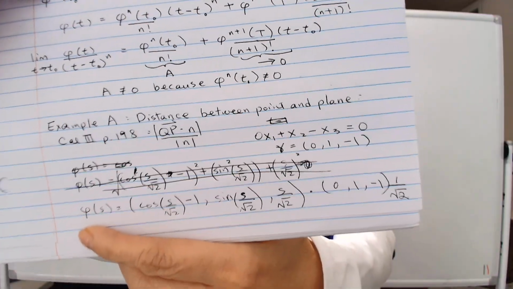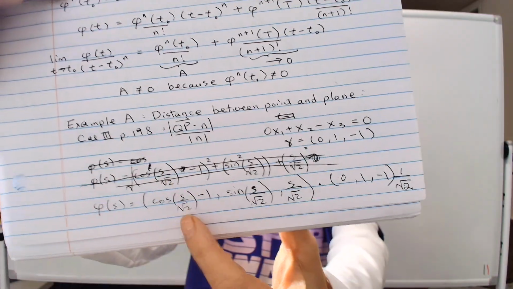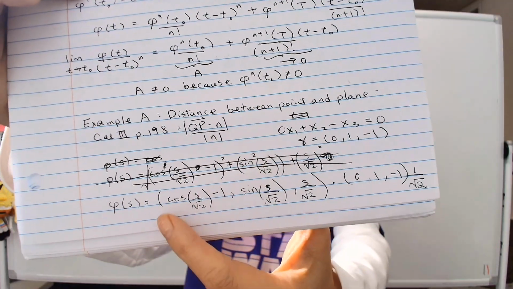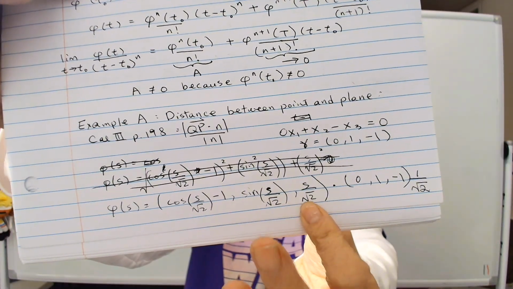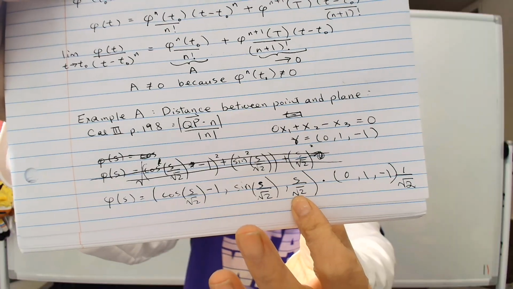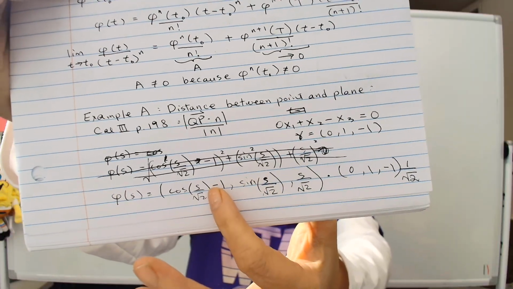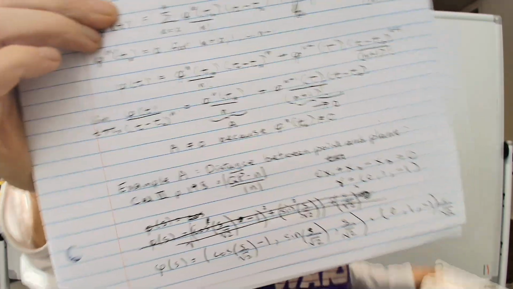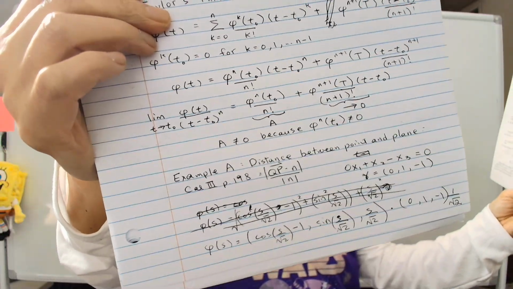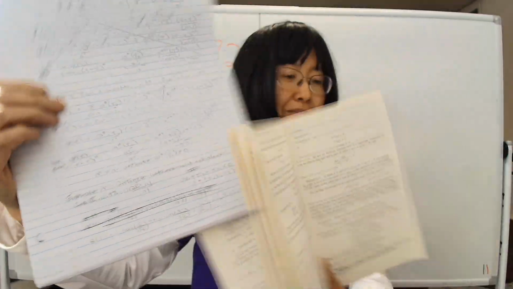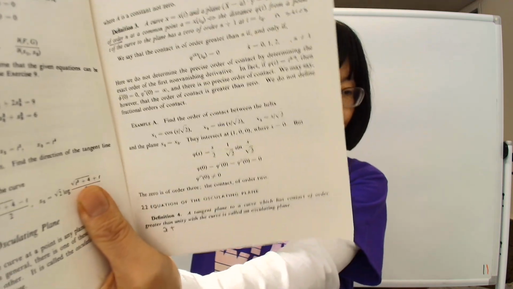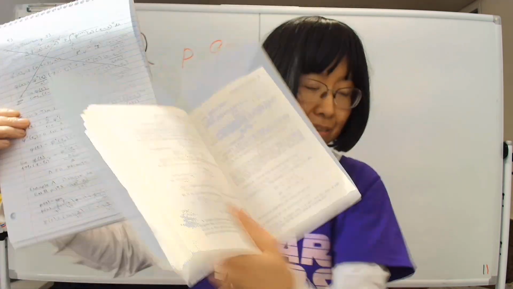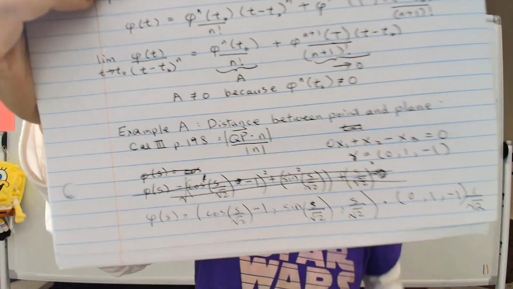So then phi of s, as defined by this equation, is the point on the curve minus the set point, which is, I think, (1, 0, 0). Let's see what it says. Yeah, (1, 0, 0). The point in your book says (1, 0, 0). So you just do the subtraction to get QP.